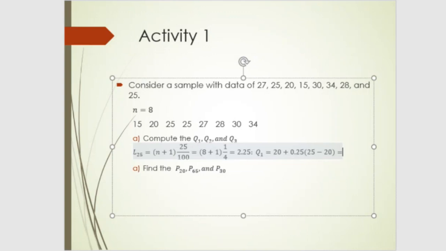So 0.25 times 5 is 1.25, and it's 20 plus 1.25, which is 21.25. Yes, it's 21.25. All right, thank you. So this will be our Q1. Now the second one, Q2.